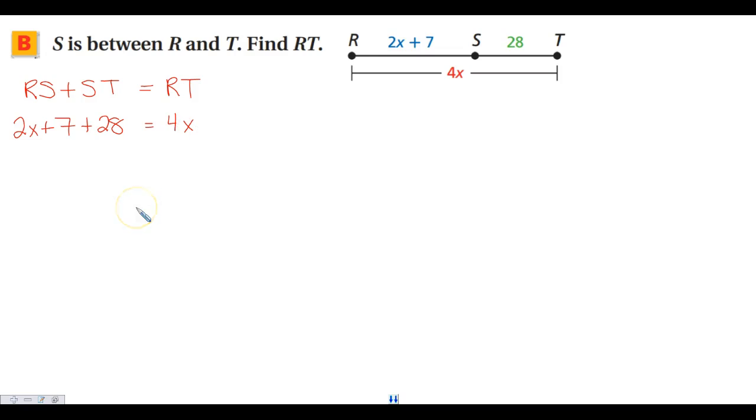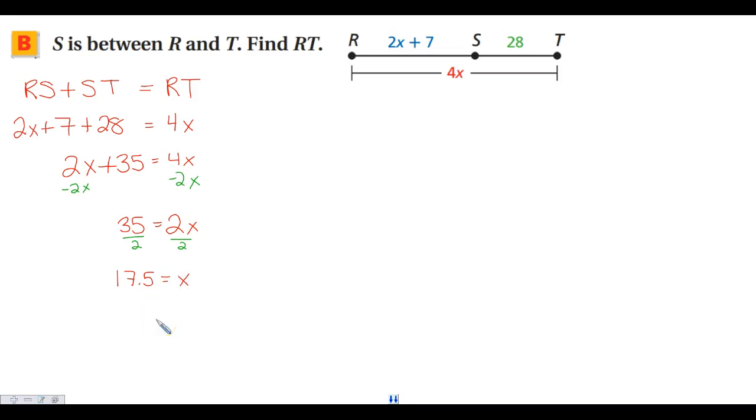So now the first thing that we're going to do here is we are going to combine like terms. So I'm going to get 2x plus 35 is equal to 4x. All right, then from here, I'm going to get all my x's on one side, so I'm going to subtract 2x from both sides. And I'm going to get 35 is equal to 2x. And then from here, we are going to divide both sides by 2. And I'm going to get that x is equal to 17.5.